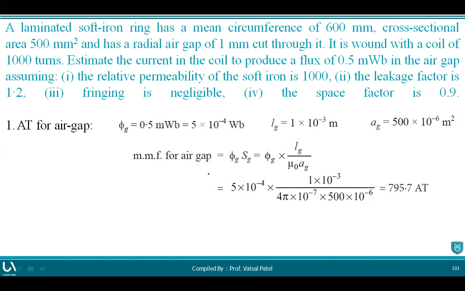It is wound with a coil of 1000 turns. Estimate the current in the coil to produce a flux of 0.5 milliweber in the air gap. Assume the relative permeability of the soft iron is equal to 1000. The leakage factor is equal to 1.2. Fringing is negligible, and the space factor is equal to 0.9.